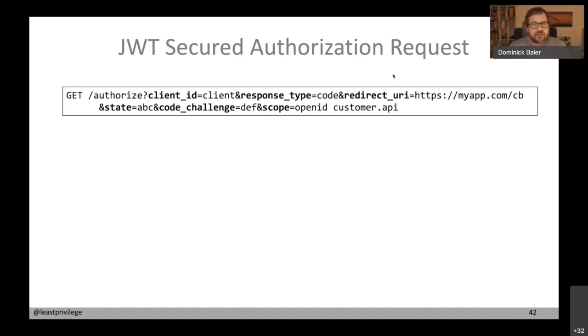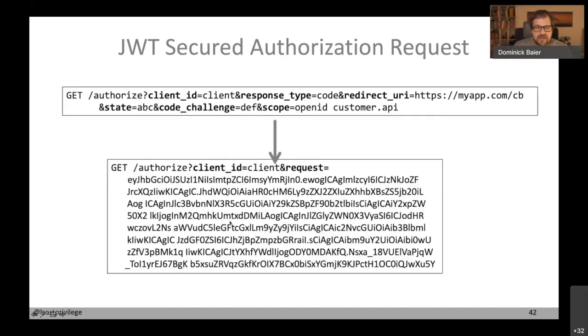So what the JWT secured authorization request basically proposes is, instead of transmitting all of these parameters in clear text as key value pairs on the query string, we just take them and turn them into a JSON Web Token. And this JSON Web Token replaces all of the parameters besides the client ID. Okay, so basically we took all the parameters here, turned them into a JSON Web Token, removed the parameters, and replaced them with a single one called request.